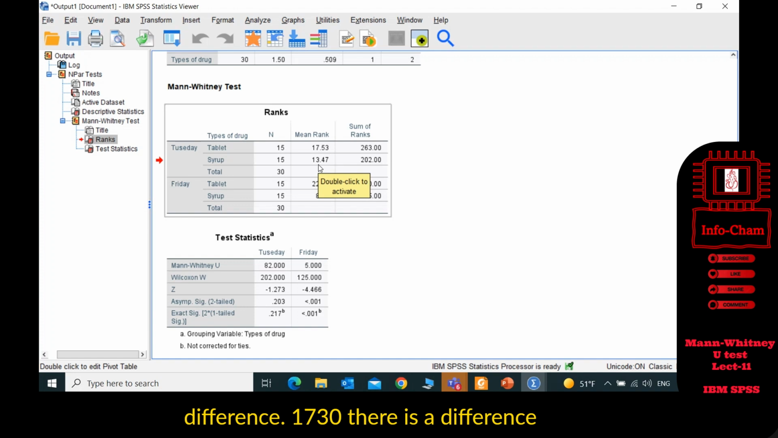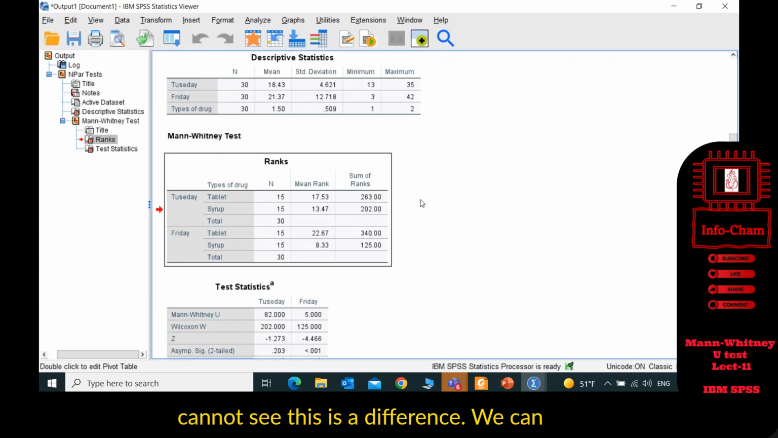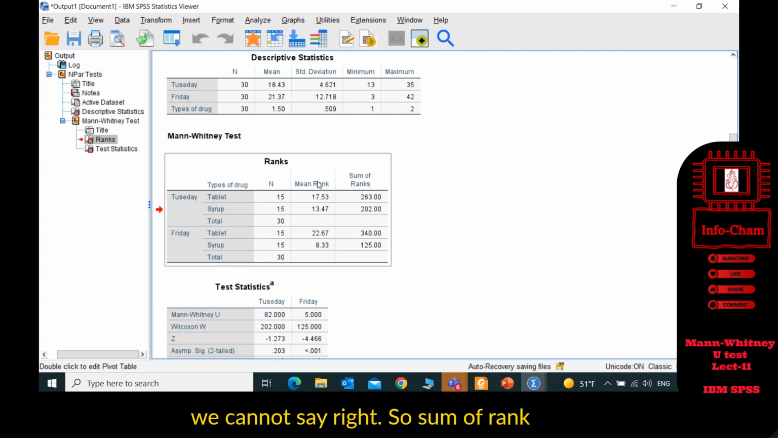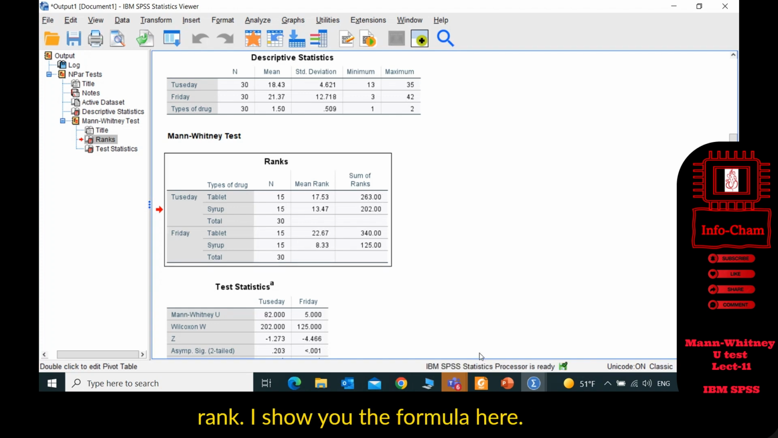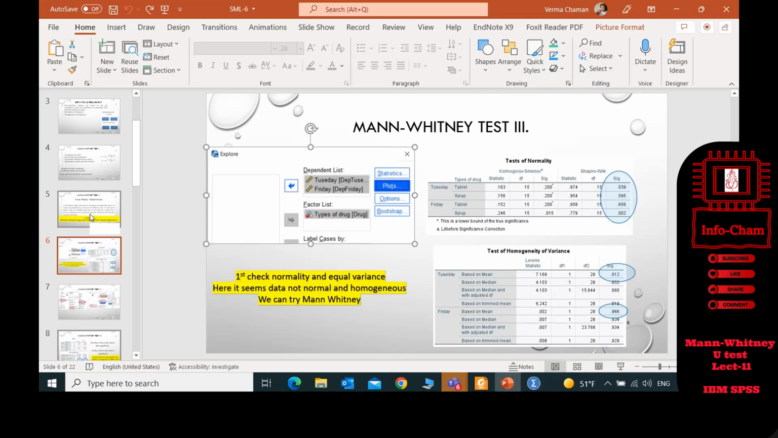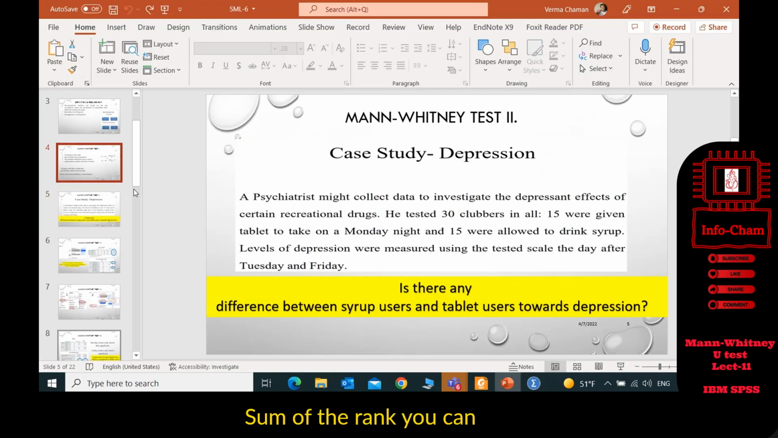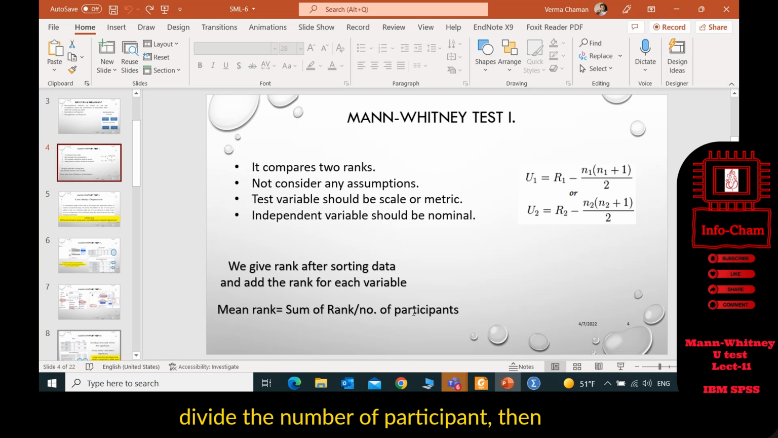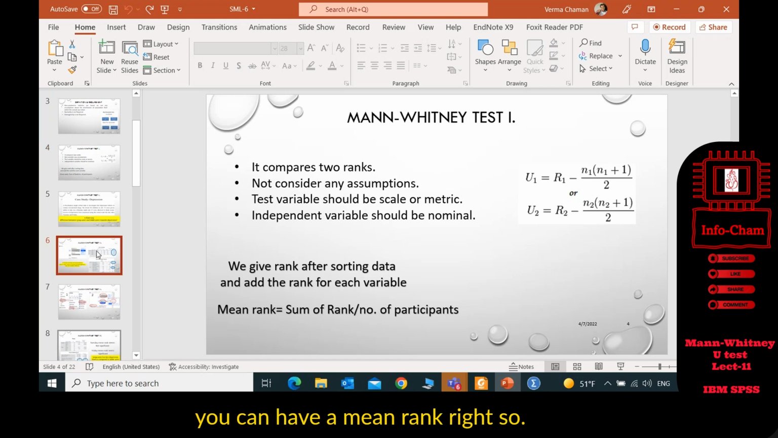17 and 30, there is a difference of around 13 in mean rank, right? But we cannot say this is a difference. We can say this is a difference, but we have to tell the audience based on a significant p value that it is the difference. Based on this we cannot say, right? So sum of rank is also there. You can see the sum of rank. I show you the formula here. Sum of the rank, you divide by the number of participants, then you have a mean rank, right?